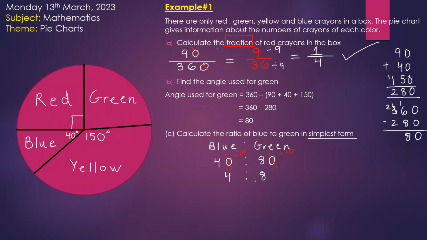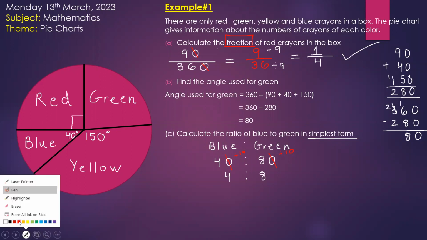Yeah, divide it by 4. That could be 1 over 2. So we're gonna divide both sides. We're gonna divide. So we did it. All we did was cancel out the zeros.